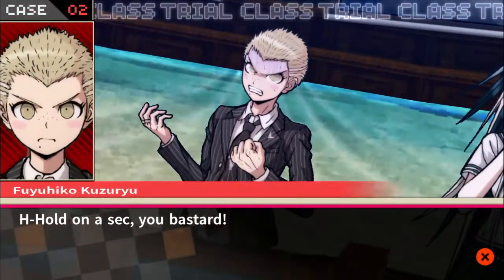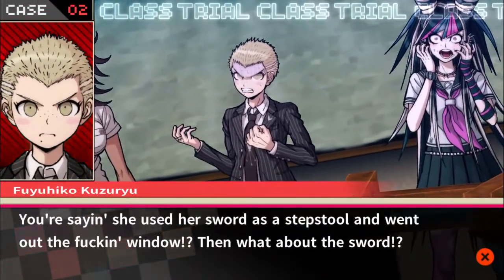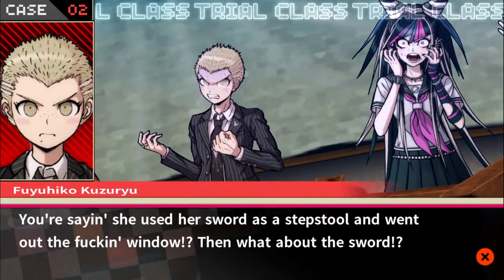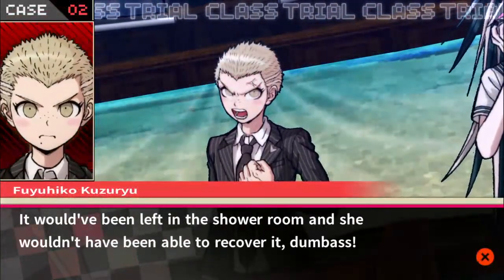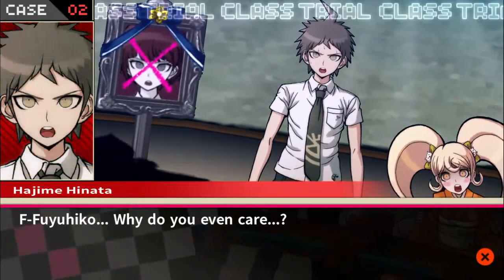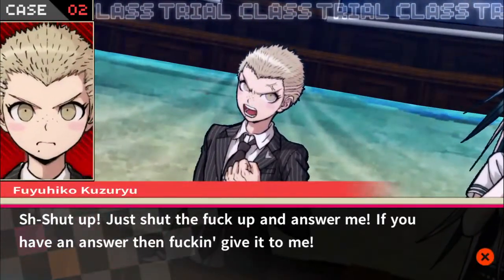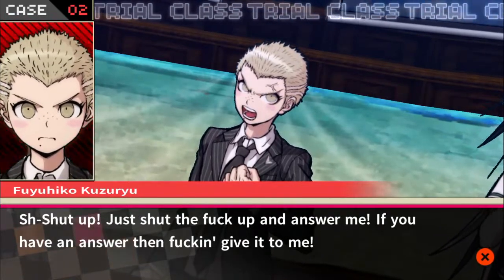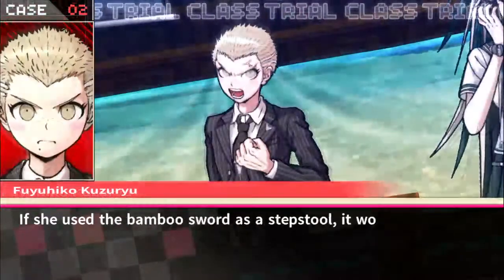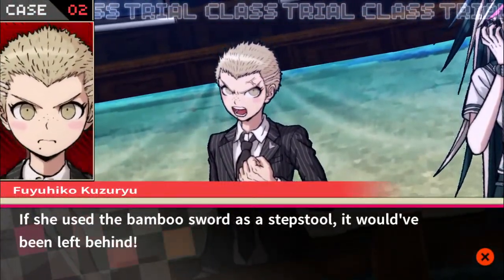Hold on a sec, you bastard! You're saying she used her sword as a step stool and went out the fucking window? Then what about the sword? It would have been left in the shower room and she wouldn't have been able to recover it, dumbass! Fuyuhiko, why do you even care? Shut up! Just shut the fuck up and answer me! If you have an answer, then fucking give it to me! If she used the bamboo sword as a step stool, it would have been left behind!